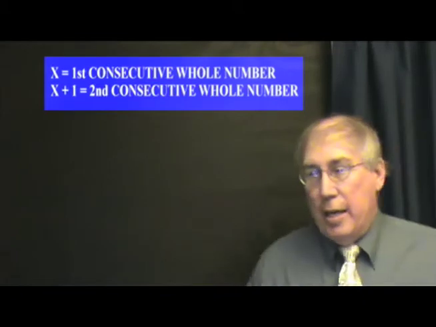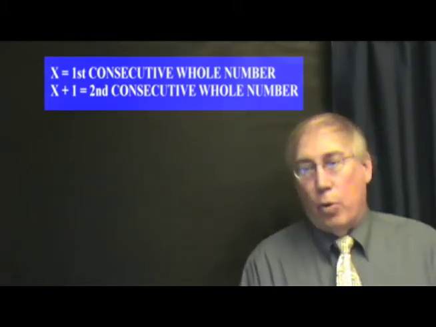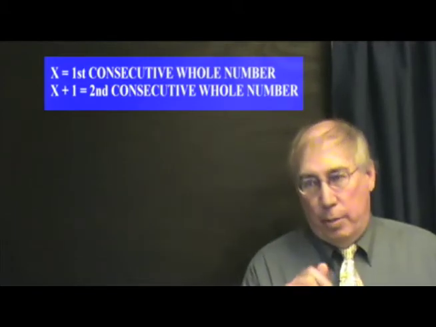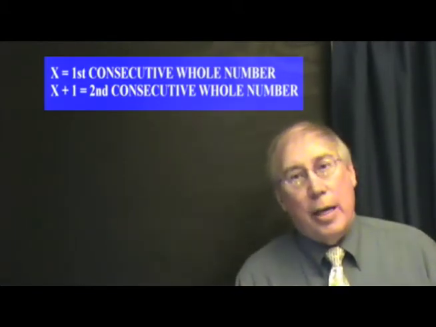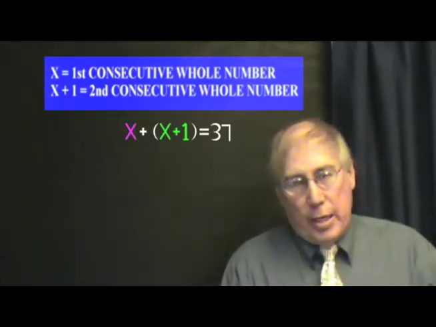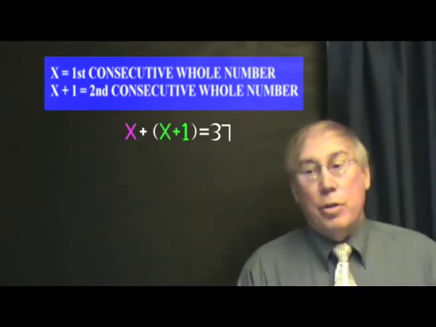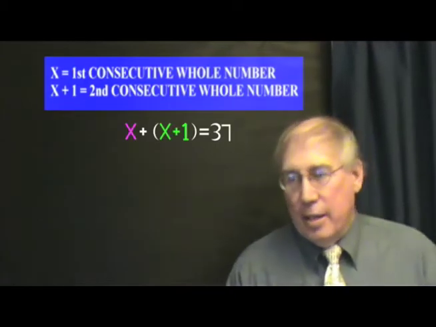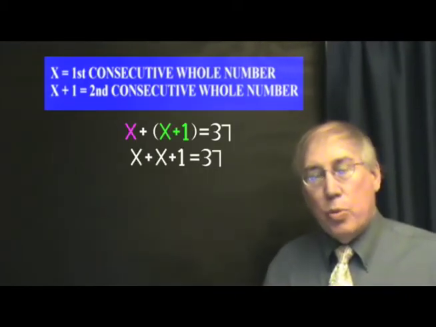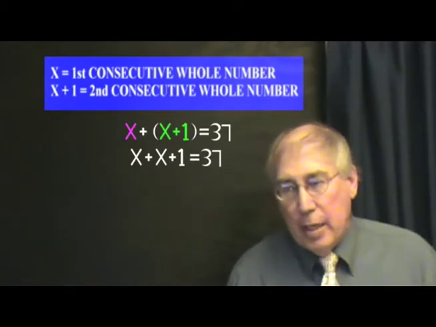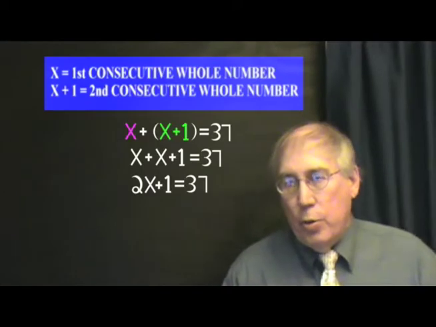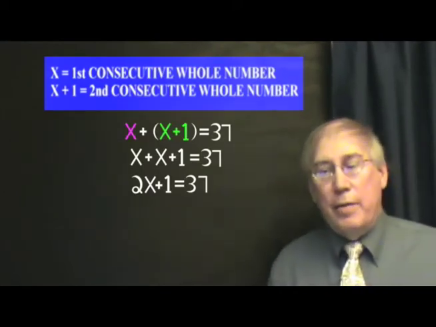So let's say that we're interested in consecutive whole numbers, and I say to you, x is the first whole number, then the next one is going to be x plus 1. We just add 1 to it. Now let's suppose that I say that they both add up to be 37. So we can set up an equation. x plus x plus 1 equals 37. And then we have two x's there. We can add those together and get 2x plus 1 equals 37.